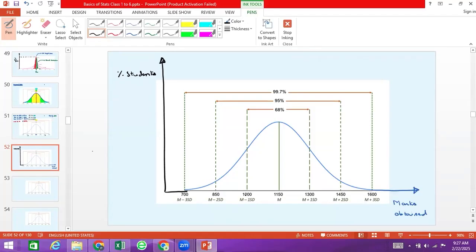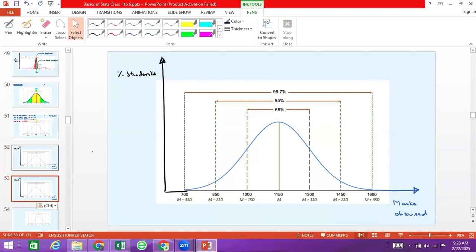Percentage of students. It means that if I have conducted an exam, then around 68% of the students have scored marks between 1000 and 1300. Around 95% of students have scored marks between 850 and 1450. Around 99.7% of students have scored marks between 700 and 1600. Okay, any questions so far?